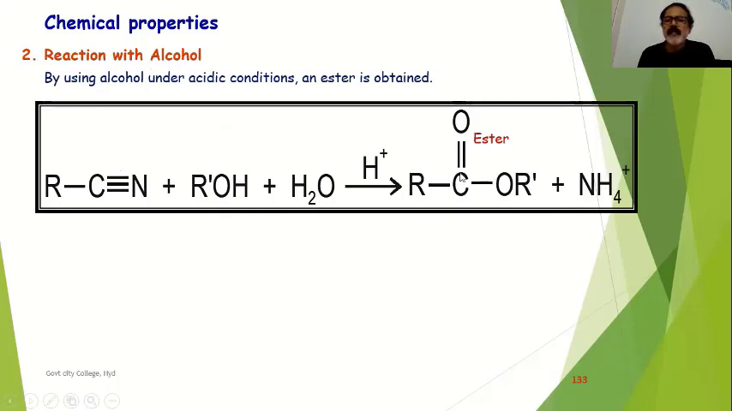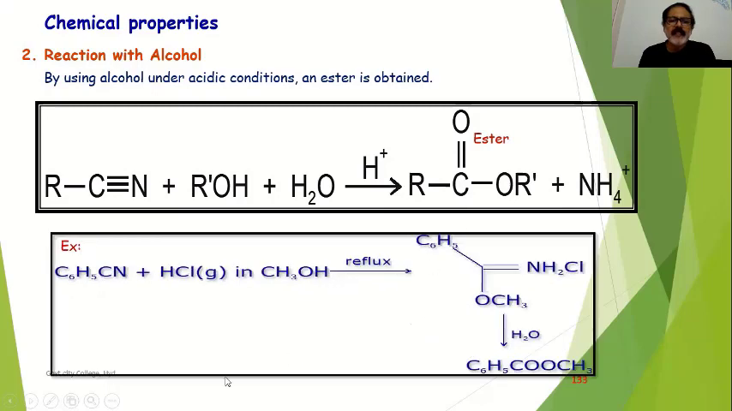When it is water, you are getting a carboxylic acid. When it is an alcohol, you are getting an ester. You try to remember. And you can see one more example. Here I am taking a cyanide. In the presence of acid, it will react with methanol. So this methyl alcohol, initially it will form an NC double bond, and next this bond breaks and automatically you are getting a C double bond O CH3.